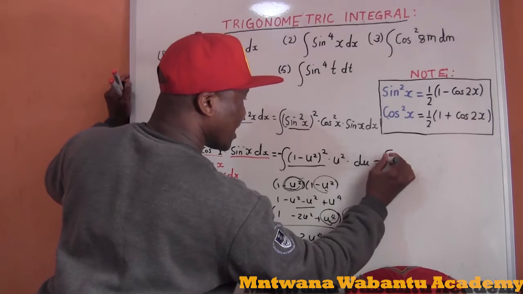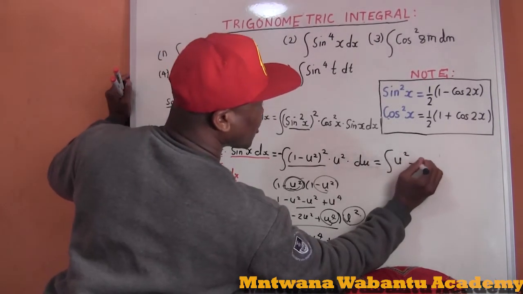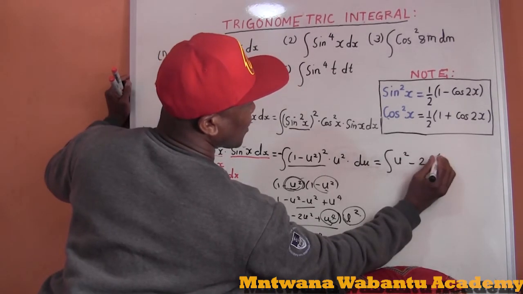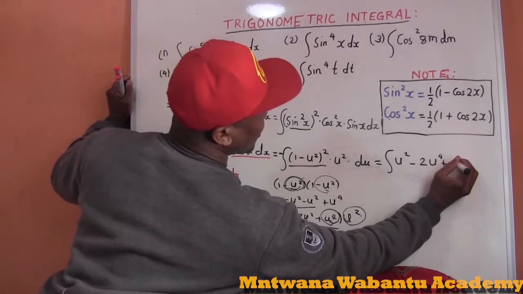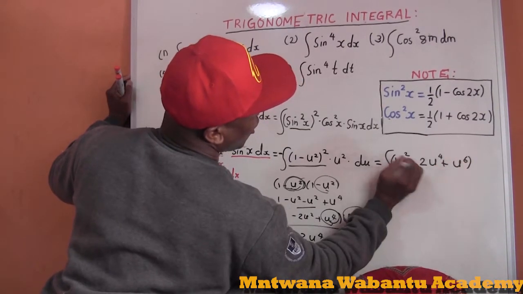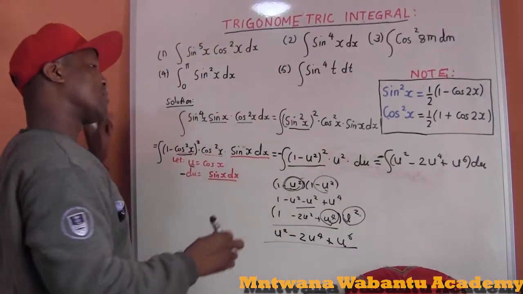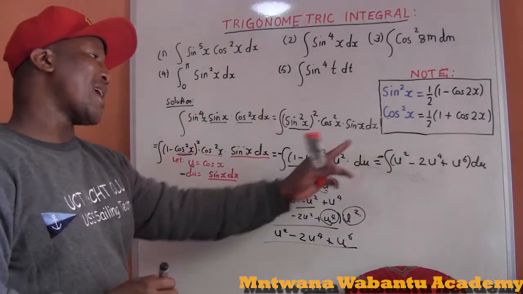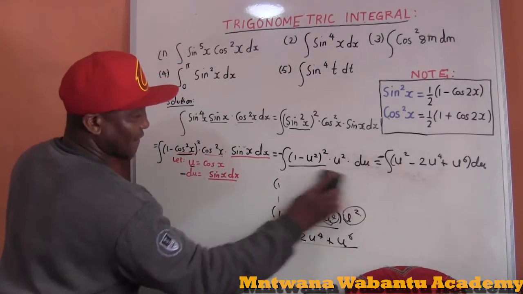So this is going to become the integral of u square minus 2 u power 4 plus u power 6, all this du. But remember, we have a negative outside. It's a negative outside, you know what I'm saying? If you want, you can multiply inside. It's up to you. Okay, now let's erase this.